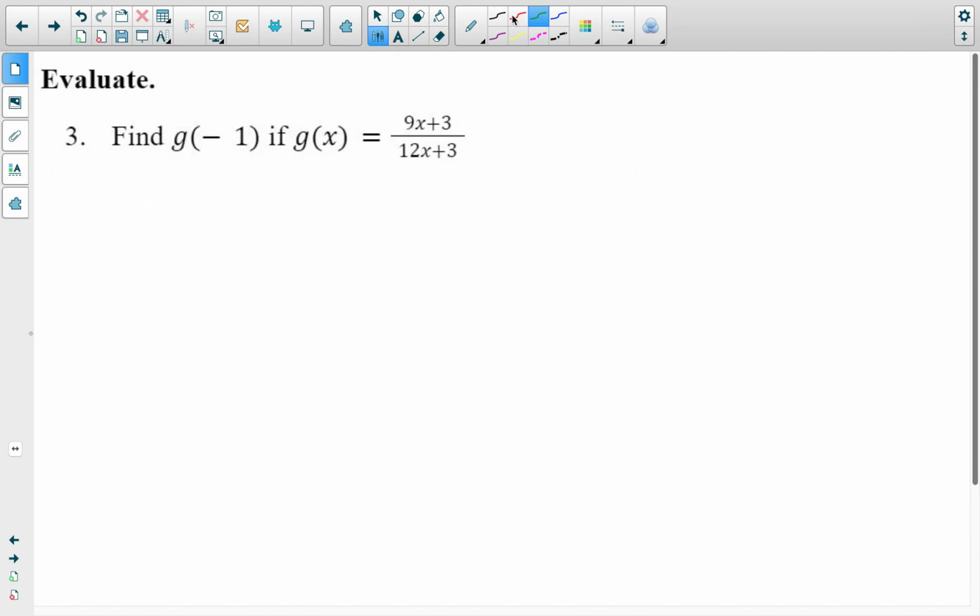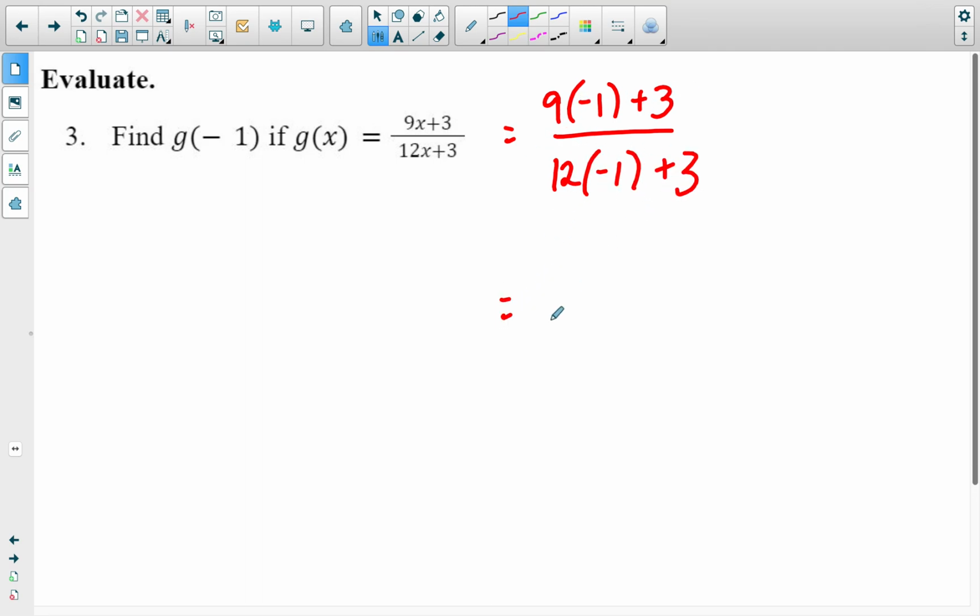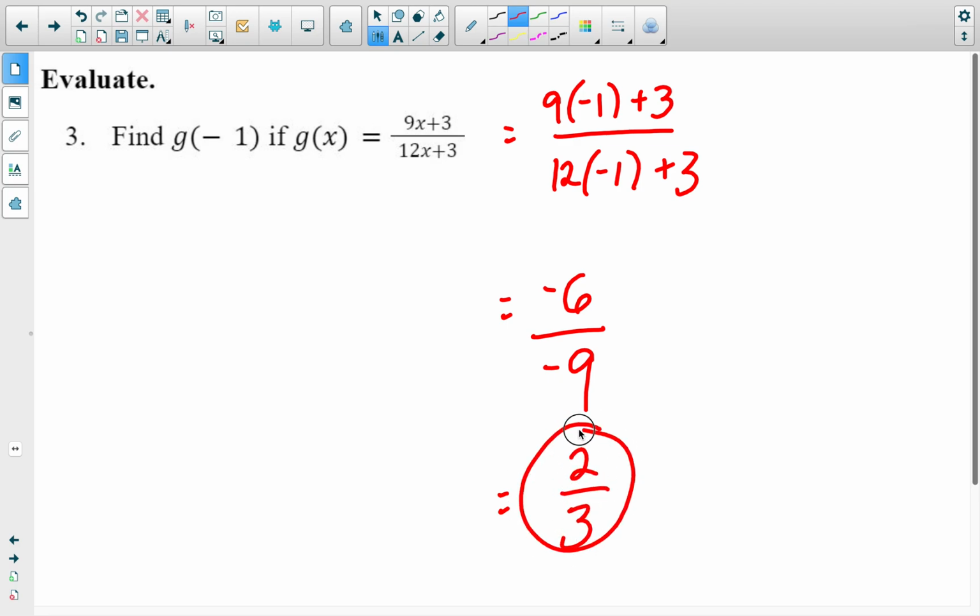And then we can take a step back now. Evaluating should be very straightforward for us. Okay, find g of -1 if g of x equals 9x plus 3 over 12x plus 3. So it's just saying, hey, let's plug in -1 for x. That's what evaluate means. It means you're getting a value. Okay, -9 plus 3 gives us -6. -12 plus 3 gives us -9. So we end up with, should be 2/3. Okay.